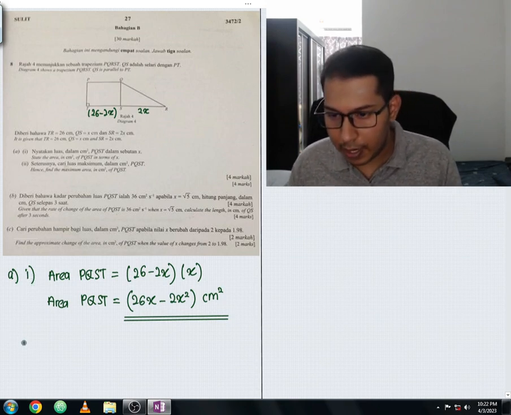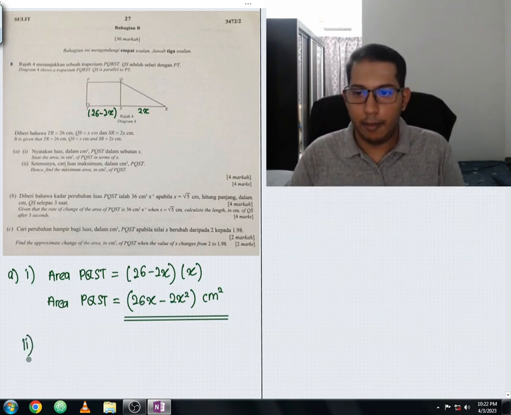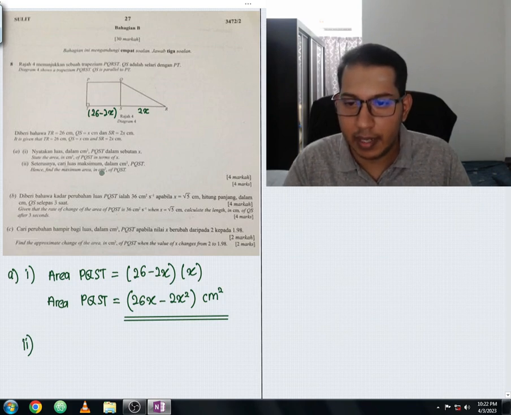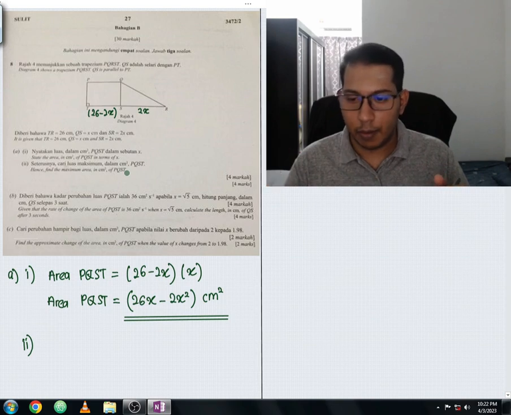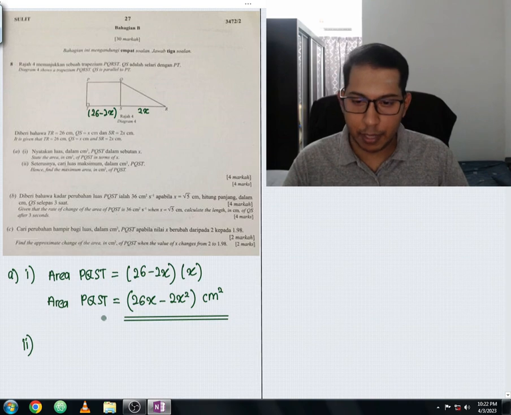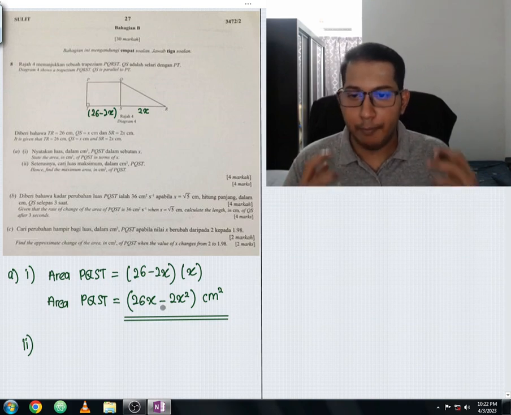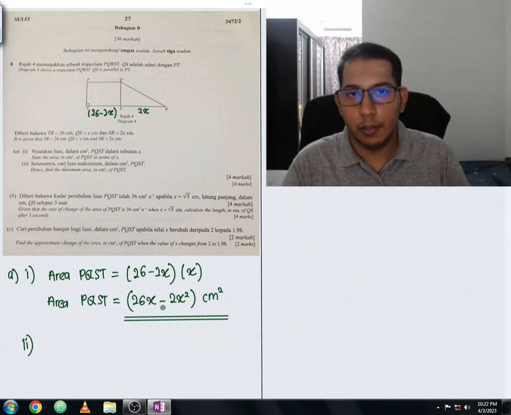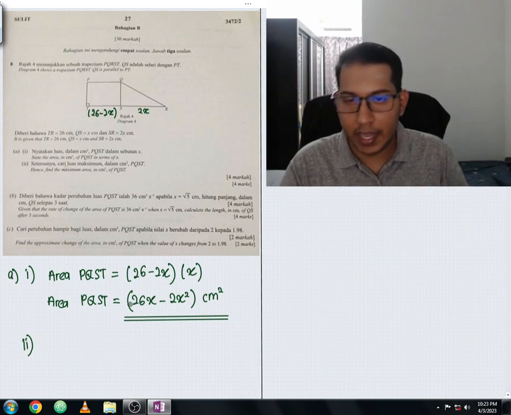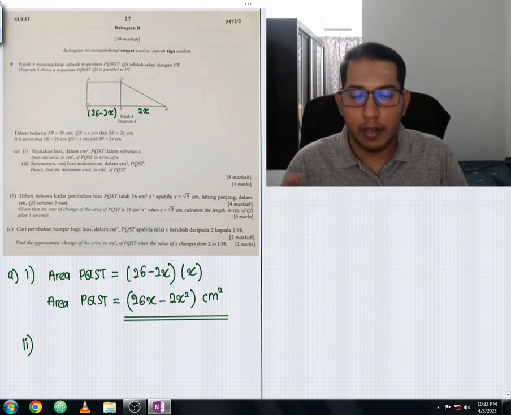Let us move on to the question A part 2, by finding the maximum area in centimeter square of PQST. Okay, as the continuation from the part 1, by using the area which we found, the area PQST, we are required to find the maximum area in centimeter square. So how are you going to find the maximum area? Okay, so one of the applications of differentiation or derivative that we can apply over here is we can use the differentiation. From there we are able to find the maximum area.